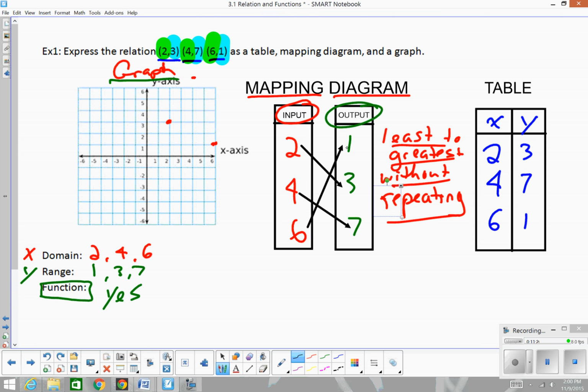It's not going to output a 1 as well. If I input a 4, it's only going to output a 7. That's not going to output another number. So I have 1 arrow there, 1 arrow there, 1 arrow there. Yes, it is a function. Okay? That's the second way.